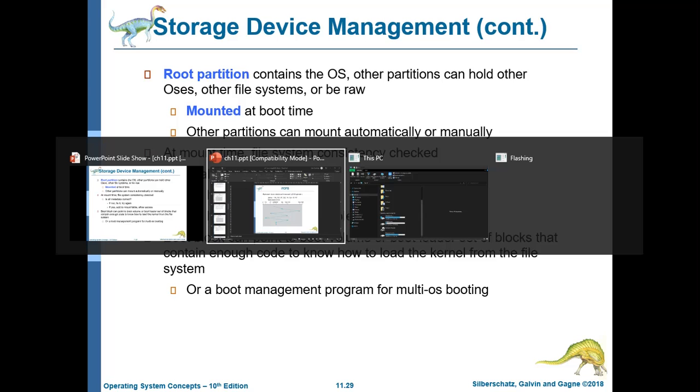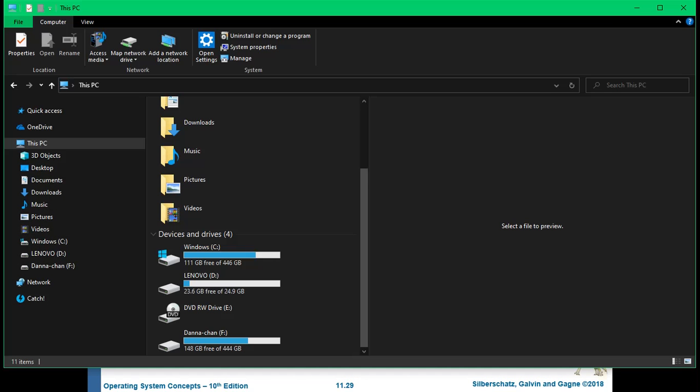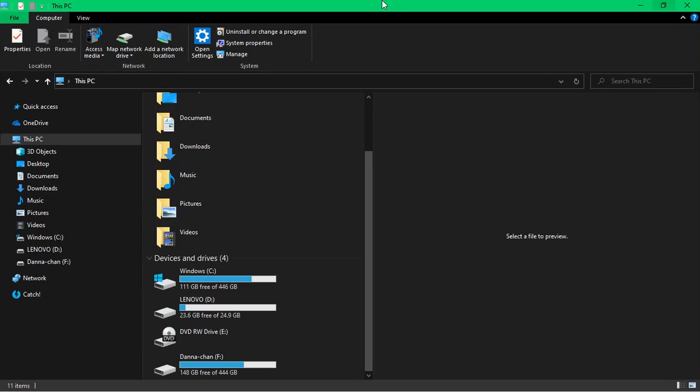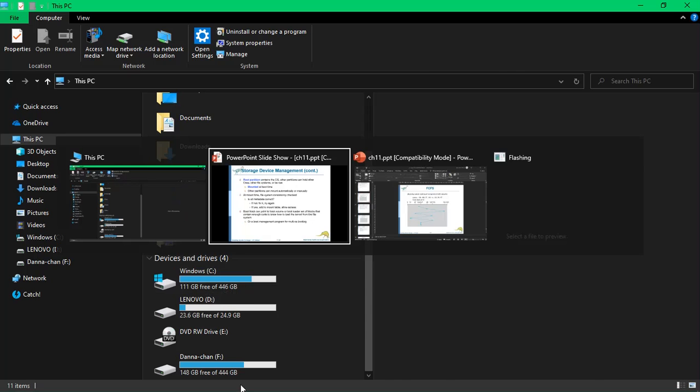So let's have an illustration here. This is the folder. As you can see, I have four drives. Of course, one of them is a DVD drive, and then we have C, D, and F. This is the root partition because we have the Windows logo here, which means that the OS is situated there. So that is the root partition.